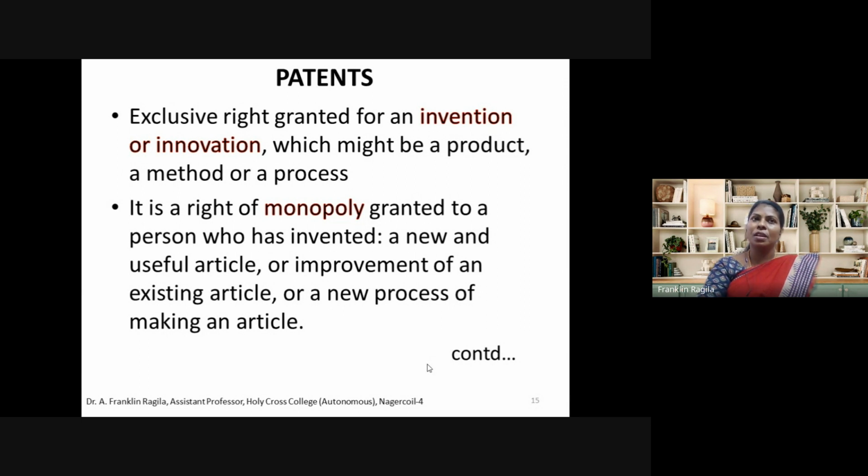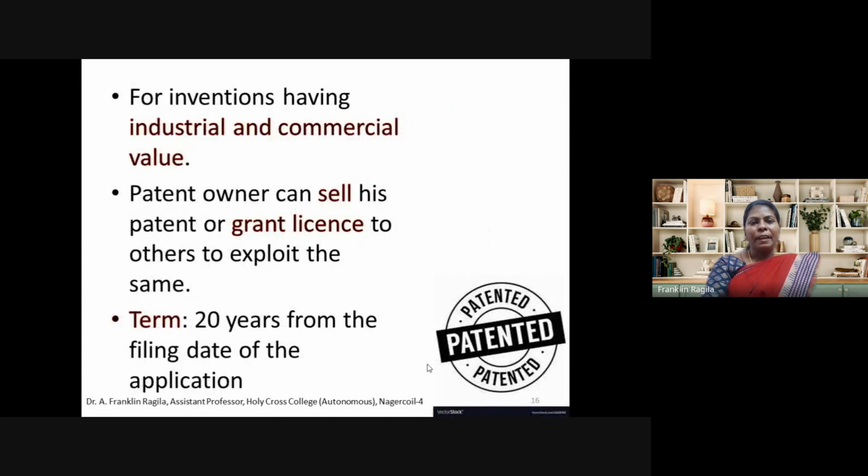For example, if I want to quote, if you take mobile phones, the additional features whatever you are adding to your mobile phone can also be patented. And inventions which have industrial and commercial value can also be patented.